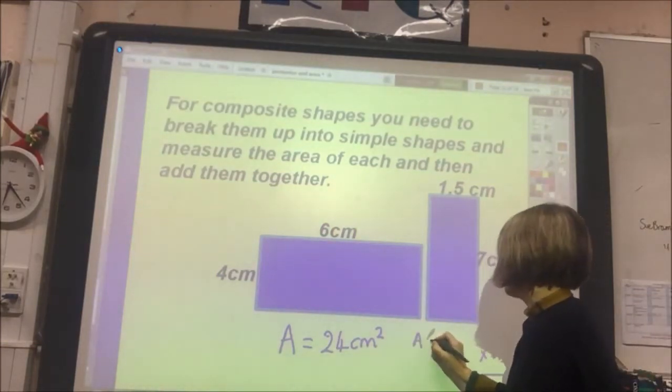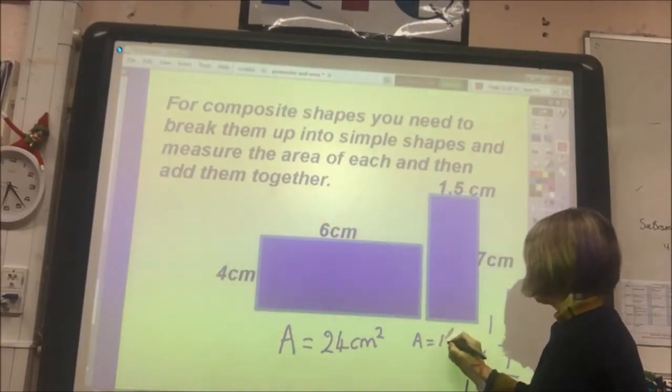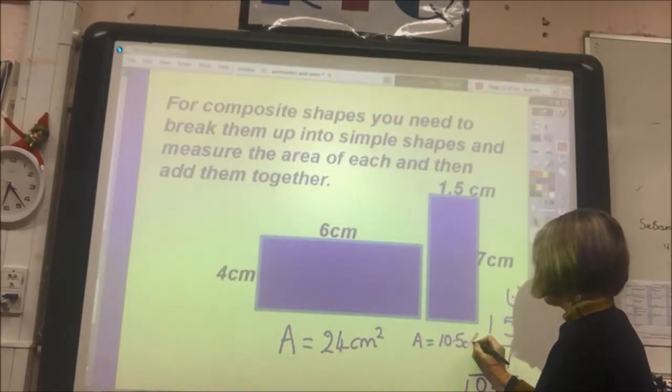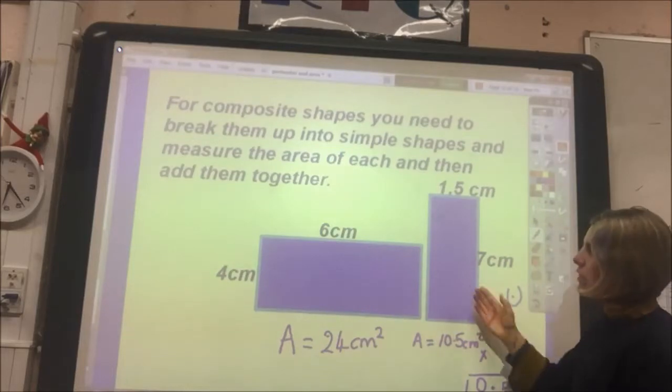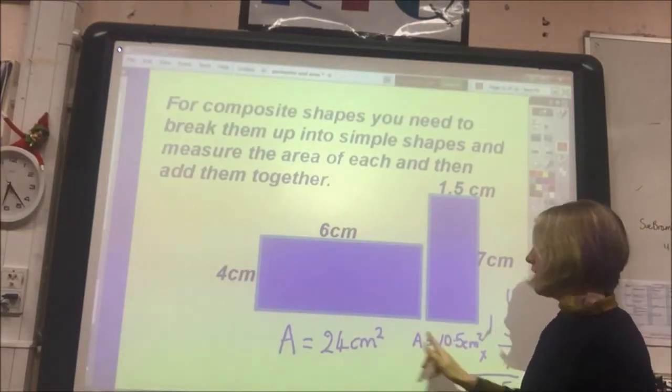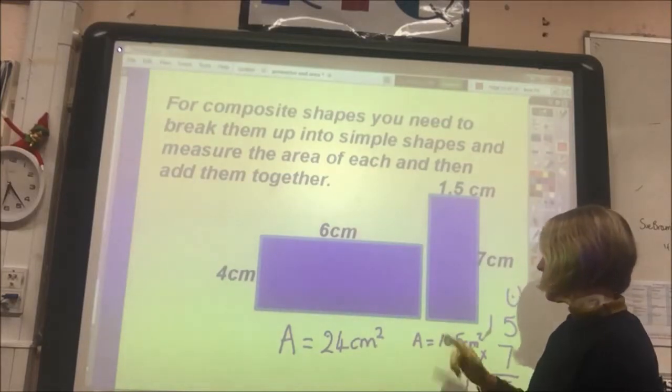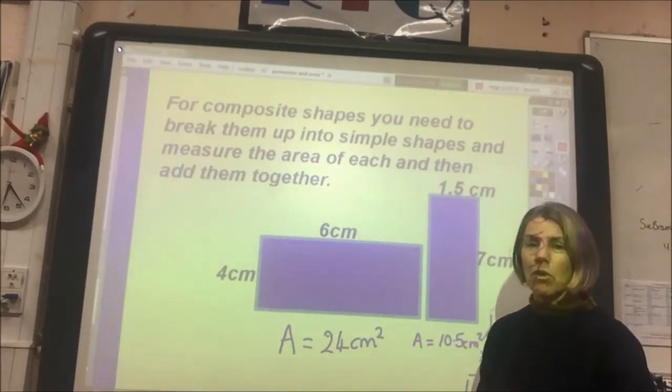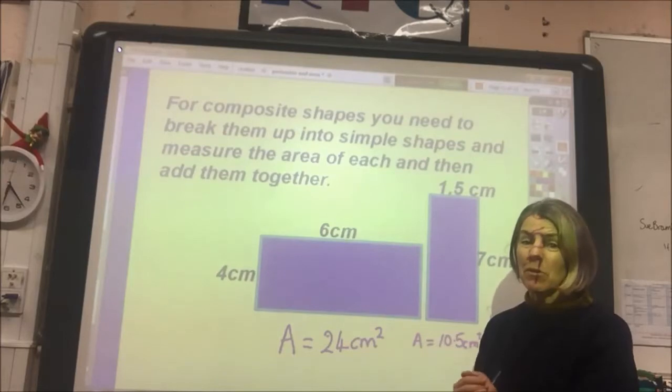So this one, area equals 10.5 centimetres squared. So to find the area of the whole shape together, we need to add these two together. 24 and 10.5 is 34.5 centimetres squared, or square centimetres. Okay?